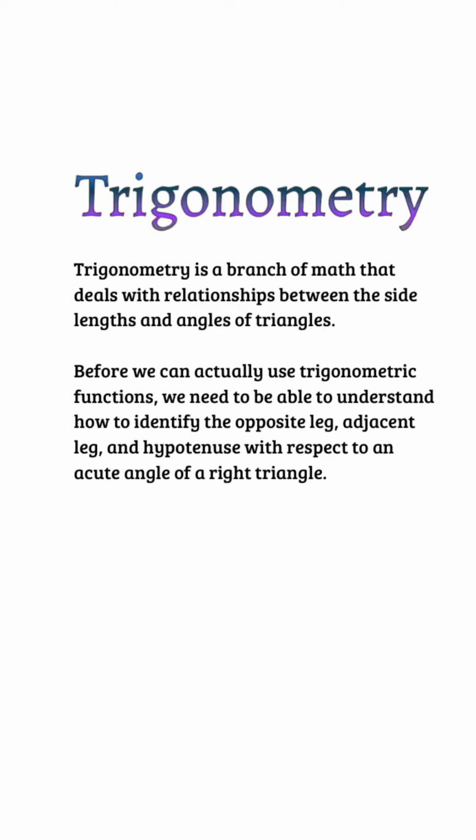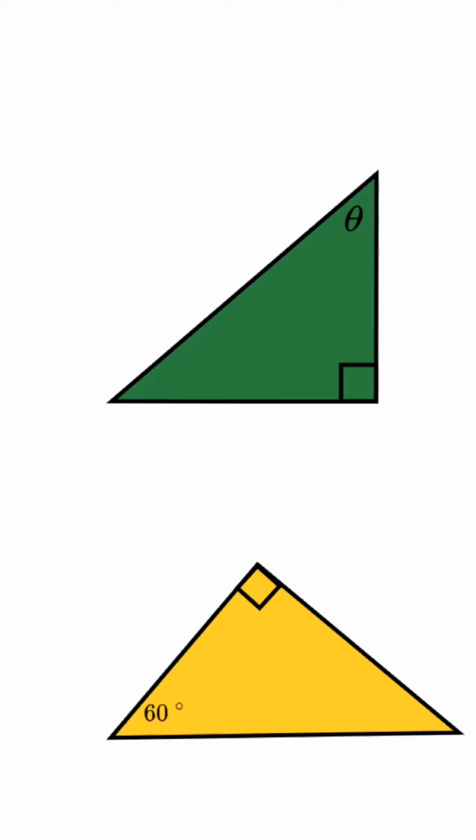So trigonometry is a branch of math that deals with relationships between the side lengths and angles of triangles. Before we can actually use trigonometric functions, we need to be able to understand how to identify the opposite leg, adjacent leg, and hypotenuse with respect to an acute angle of a triangle. So let's take a look at this green right triangle right here.